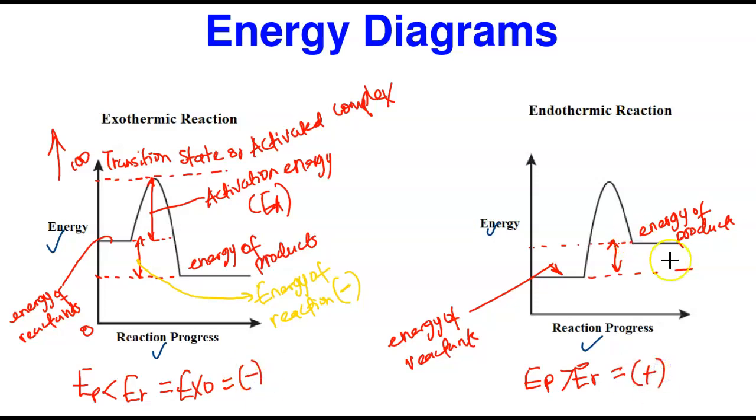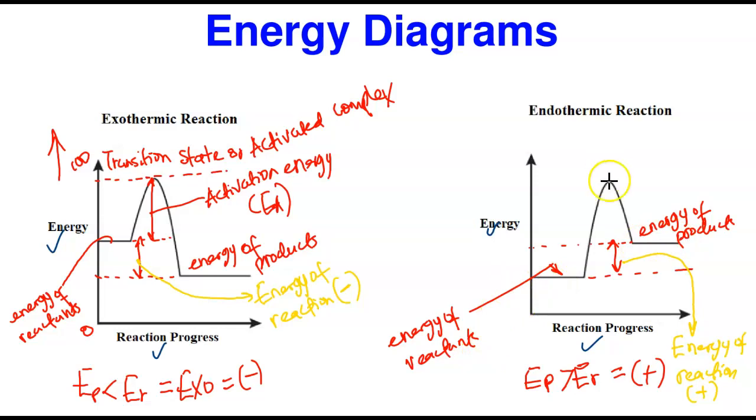So here, let me label that one first because that's the main difference. This is what we call the energy of reaction. The energy of the reaction at this point is a positive sign. And the reason why that happens is because the energy of the product is greater than the energy of the reactant.